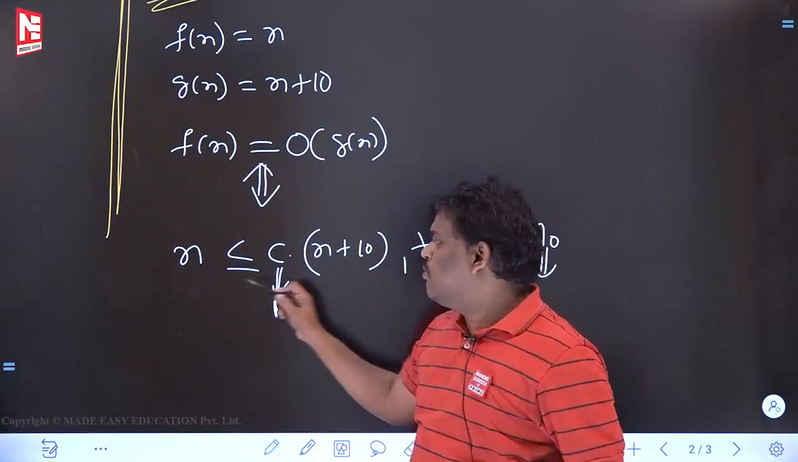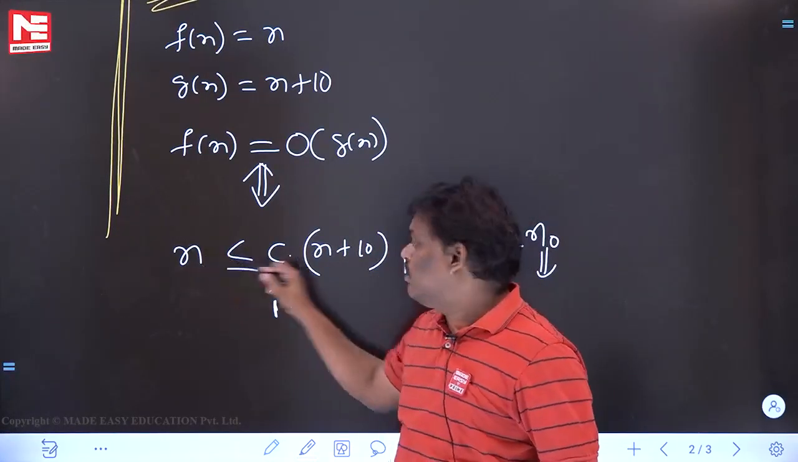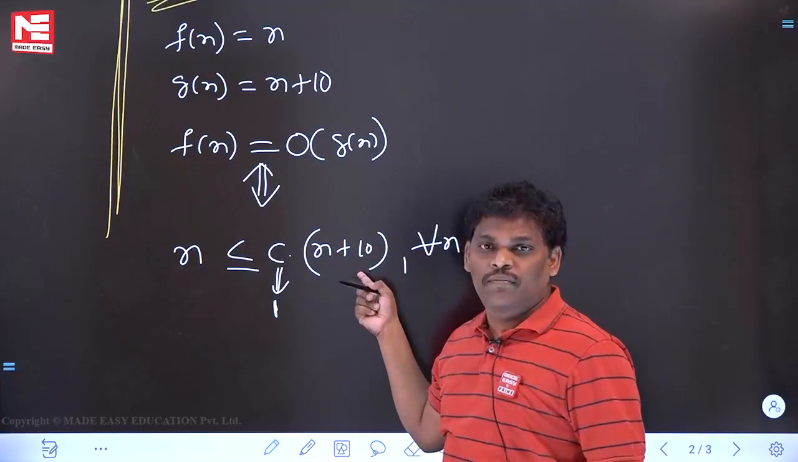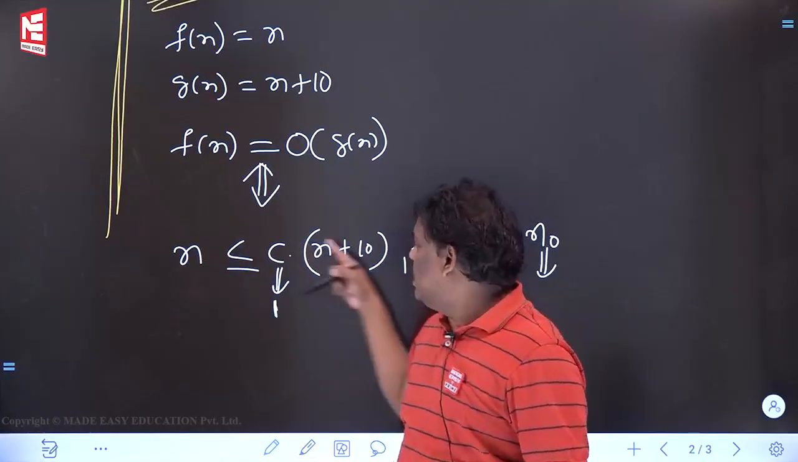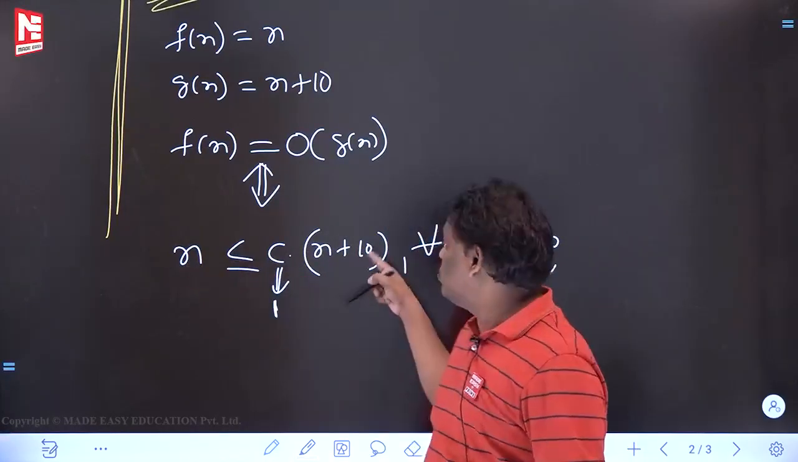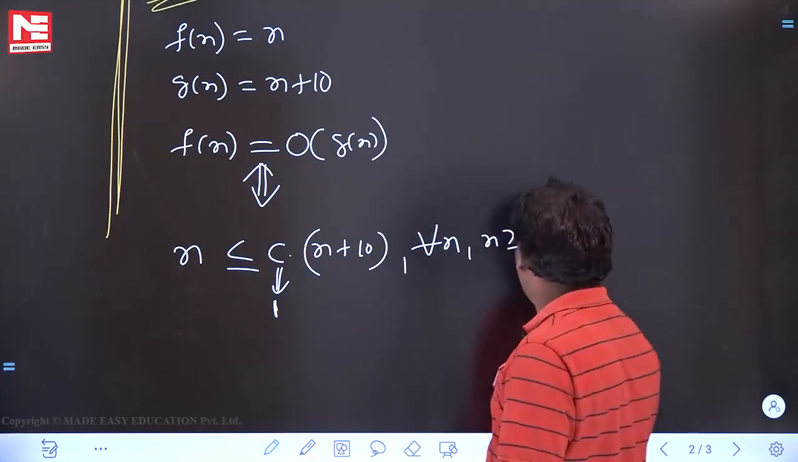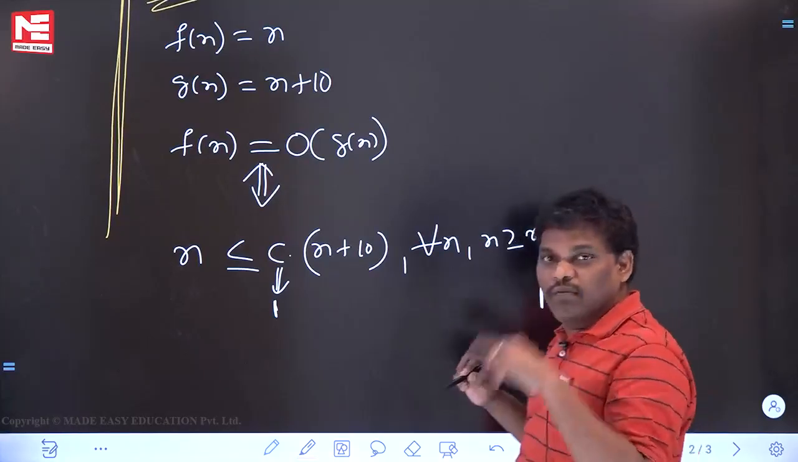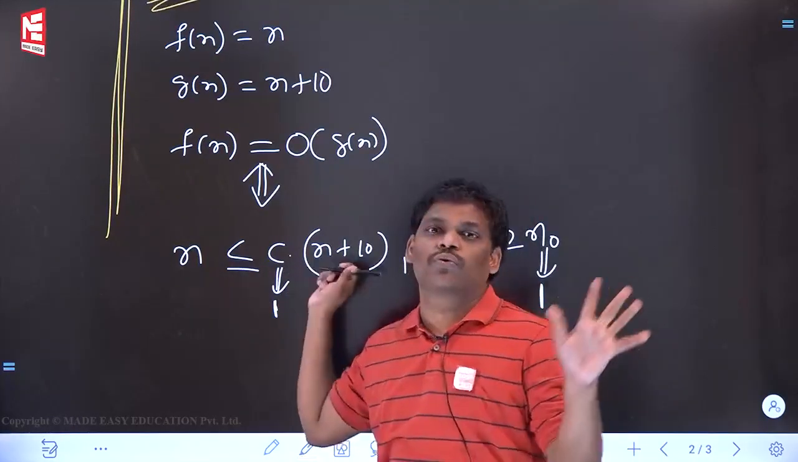Let me check 1. If I keep the n value 1, left is 1, right is going to be n plus 10, which is 11. N value 2, left is 2, right is 12. N value 3, left is 3, right is going to be 13. I think 1 onwards is working. n0 means the starting n value from where this relation holds good.